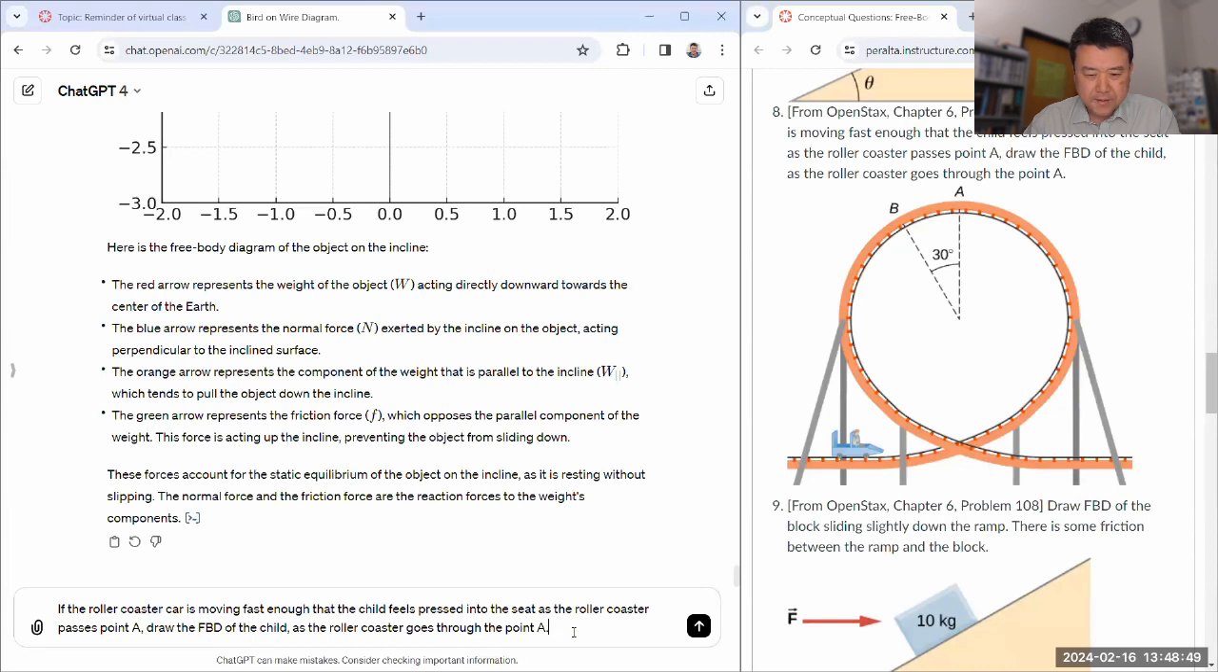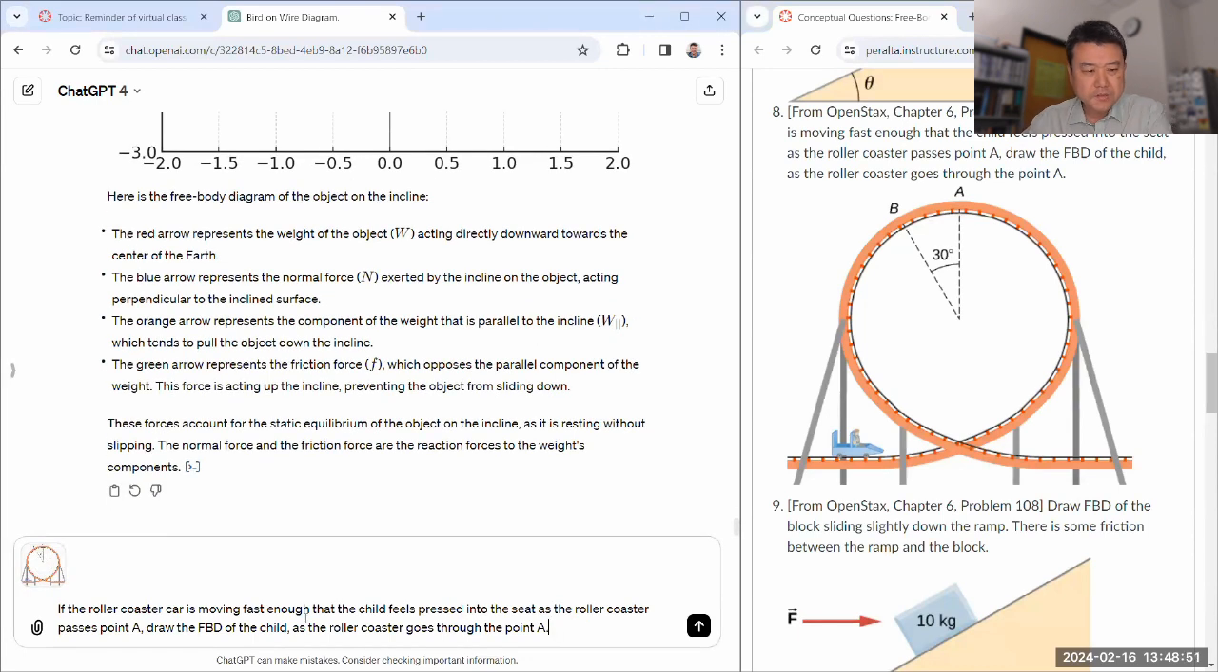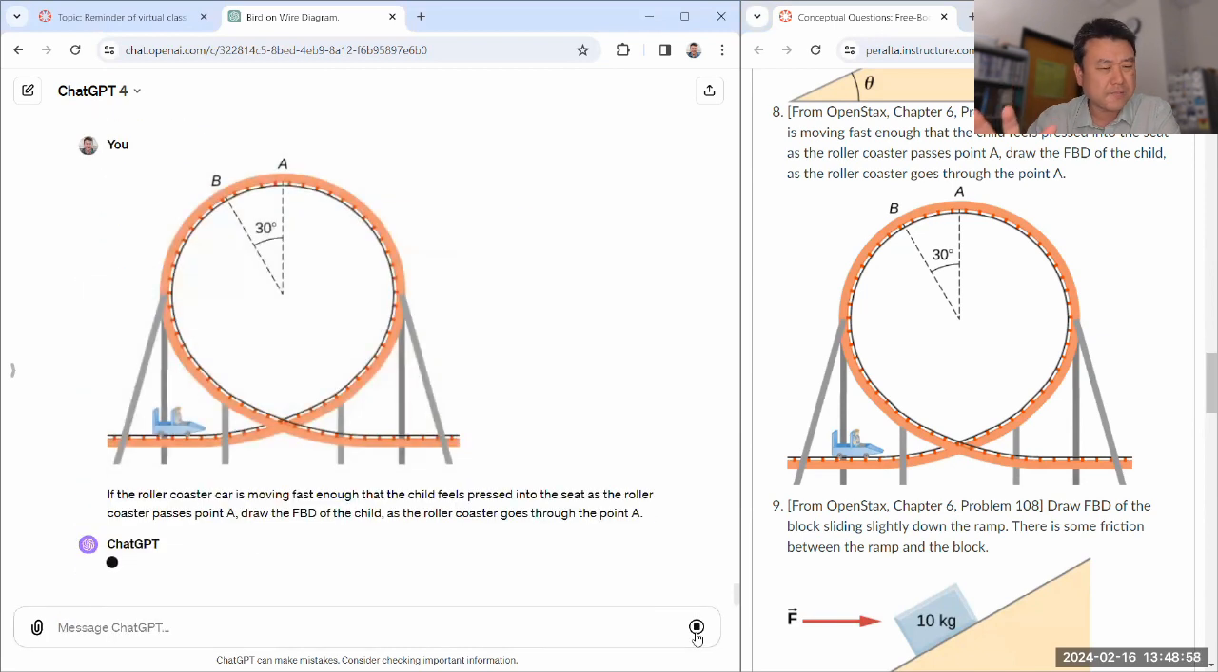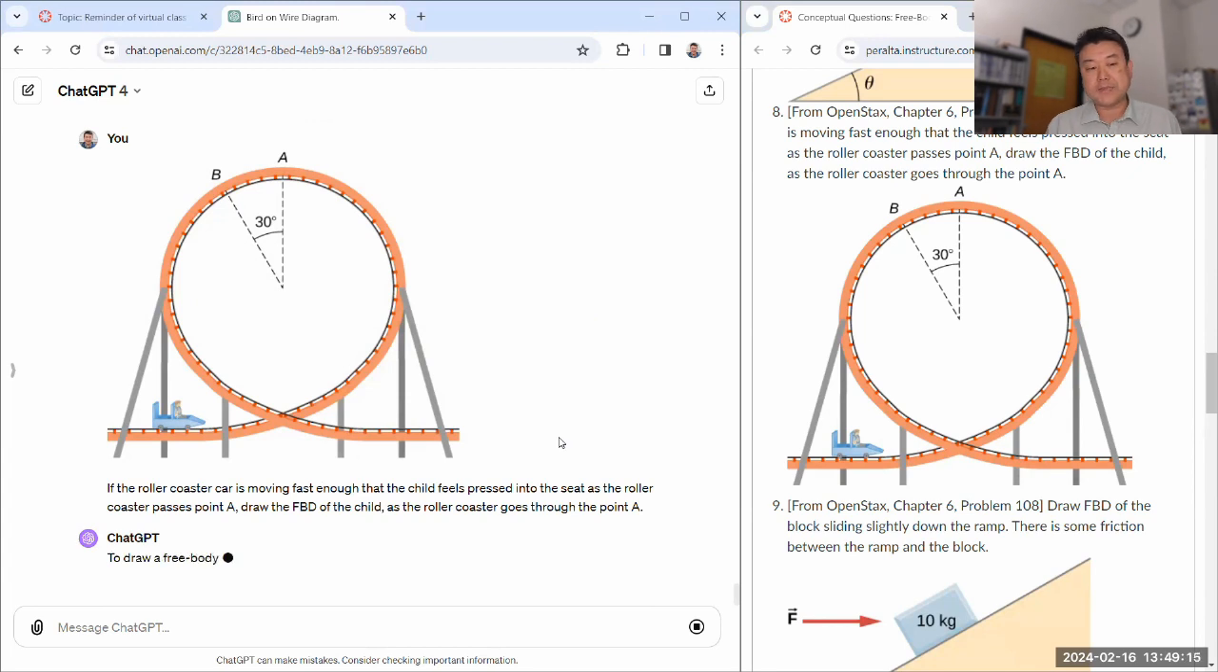Let me not give it a hint by doing the references to the image. I'm pretty sure that won't affect anything, because I'm giving it an image and a description. It doesn't need me to tell it in the description that there's an image. It's gotten an image. So, passes point A, draw the free body diagram. There should be two forces, both downward, gravity and normal force. Let's see if we get that. And I guess it should ignore point B.